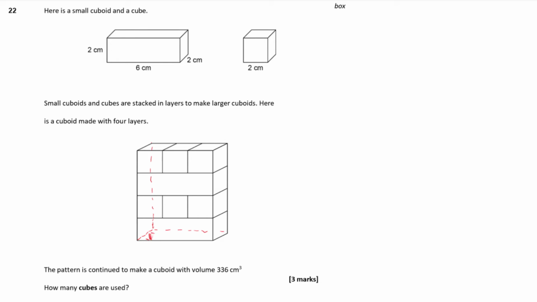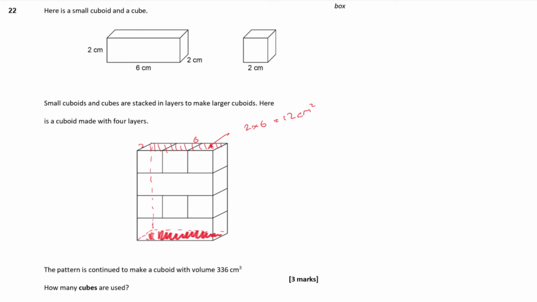what is the area of the base of this cuboid? It's going to be the same as the top, and that is 2 by 6, isn't it? So the area of the top face is the same as the area of the bottom face. That is 2 times 6, which is 12 centimeters squared.